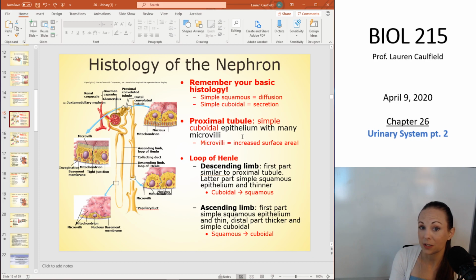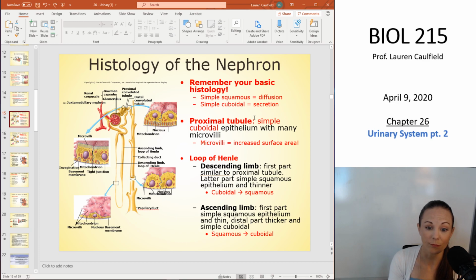But we have a specialized feature on these cuboidal cells, and this specialized feature is microvilli. Okay, so if we typically think of simple cuboidal associated with secretion, but now we have microvilli on these cells, that gives it a whole other functionality. So microvilli we know are going to be important for absorption. So in this area of the proximal convoluted tubule, by having these microvilli, we increase that surface area, making this a prime area for reabsorption of different things.